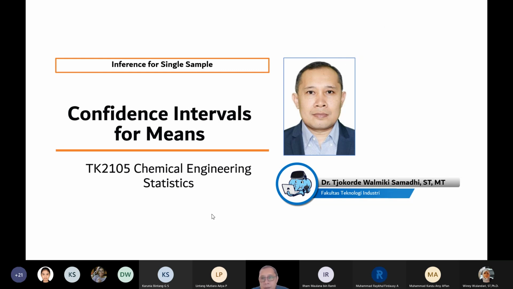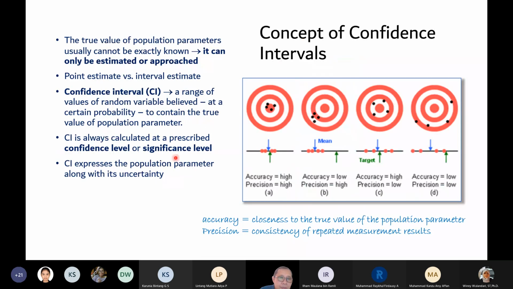Okay, so the first statistical inference method that we discuss is called confidence interval of the means. So the true value of population parameters usually cannot be exactly known. Okay, because again, if you're dealing with the conceptual population, then there's no way that we can perform a census on the population. So we have to be satisfied with just getting estimates of the population parameters.